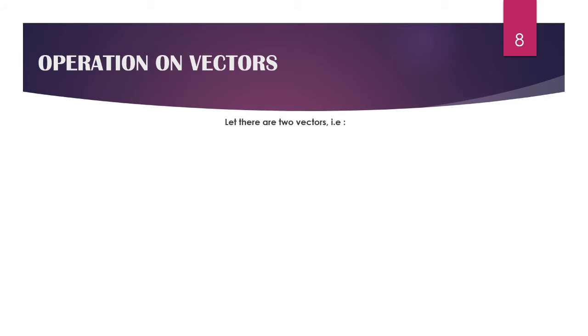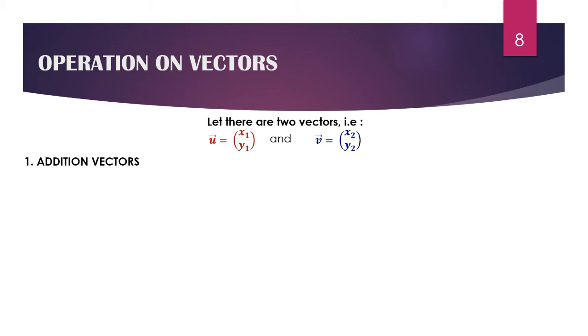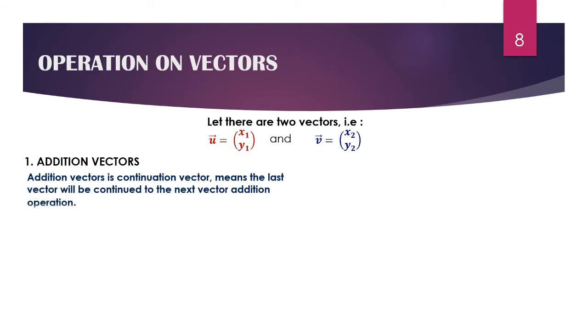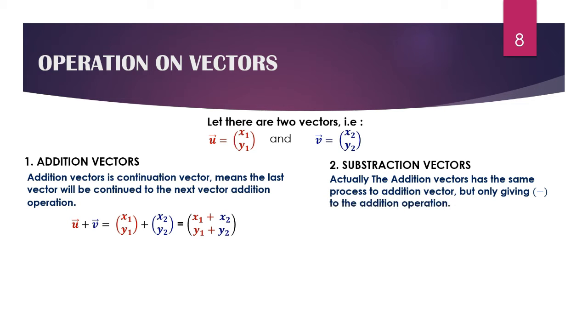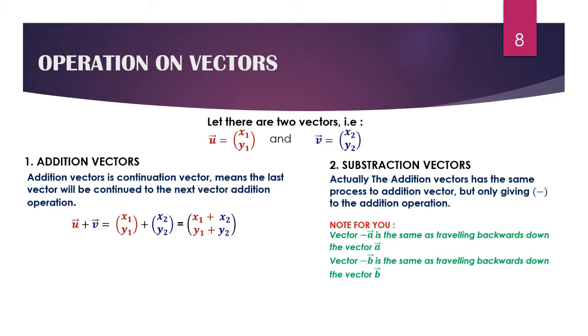Operations on vectors. Let there be two vectors. Vector u is x1 and y1, and vector v is x2, y2. Okay, I make it a different color. For addition of vectors, addition is continuation of vectors, meaning the last vector will be continued to the next vector. So u plus v equals x1 plus x2 and y1 plus y2. Subtraction of vectors, actually the subtraction has the same process as addition, but only giving minus to the addition operation. Note for you, vector minus b is the same as traveling backwards down the vector b. So u minus v is x1 minus x2, y1 minus y2.